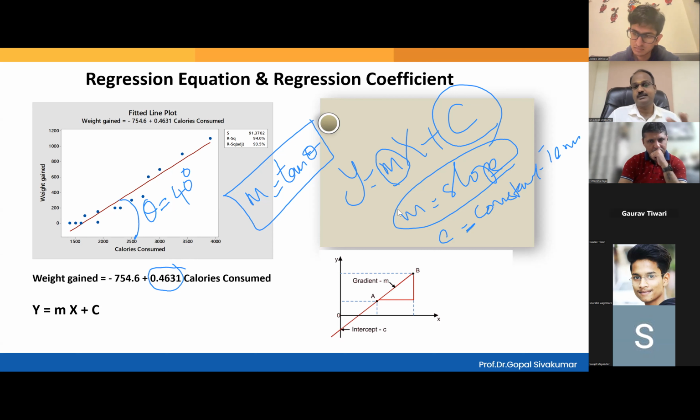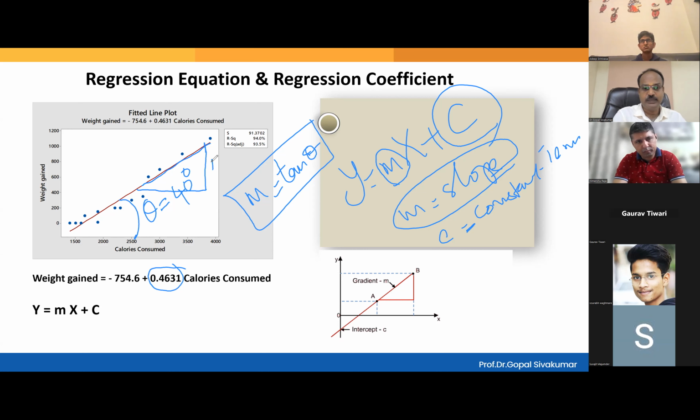Or if you are not comfortable with the procedure I'm explaining, you have to use some software. One of the software is Minitab. All right? But another alternate method is also there. Alternate method is you draw a horizontal line and a vertical line so that you can form a triangle using the line. Now, will you be able to measure the length of the vertical line? Possible?